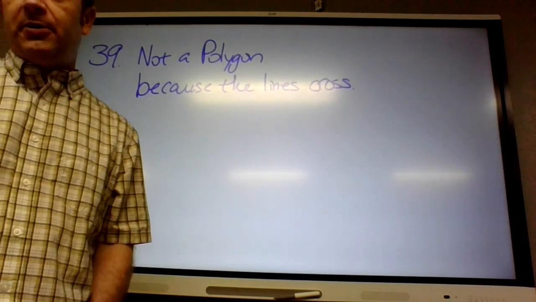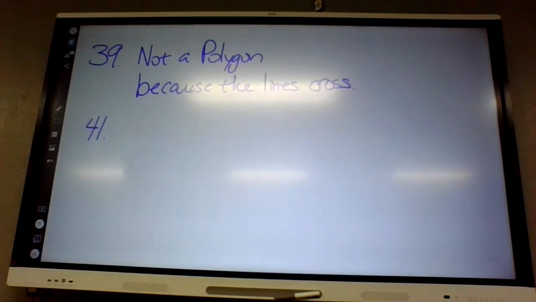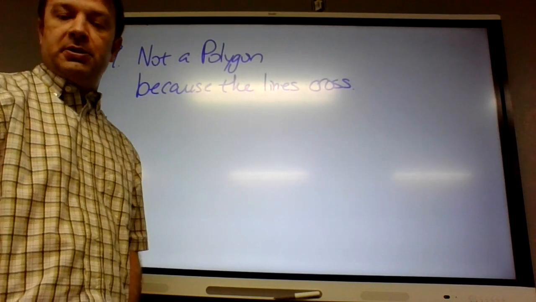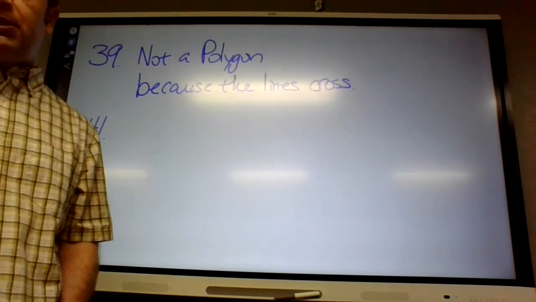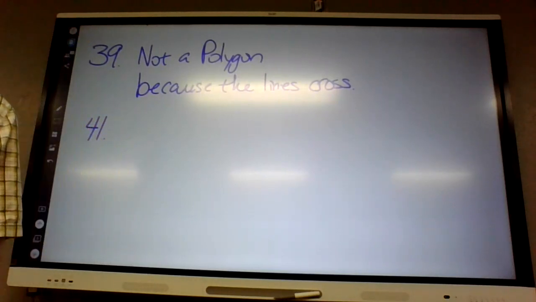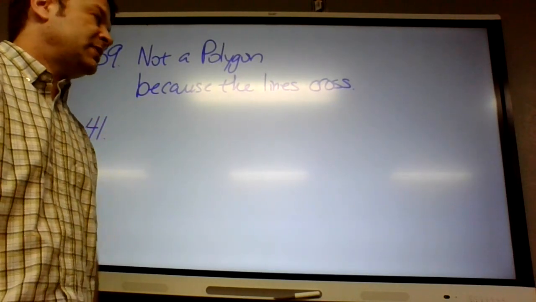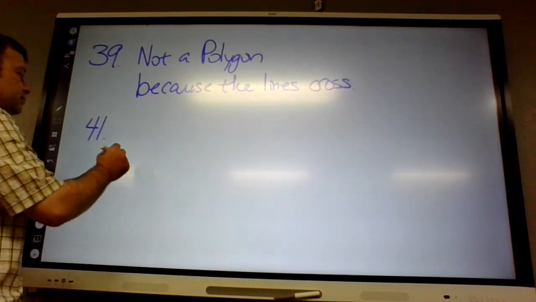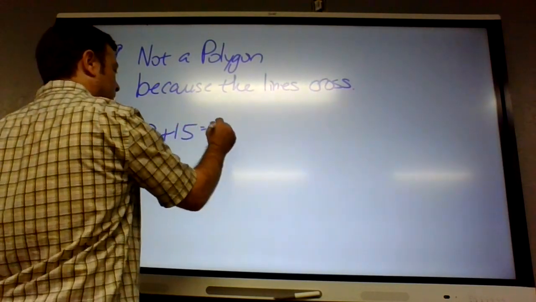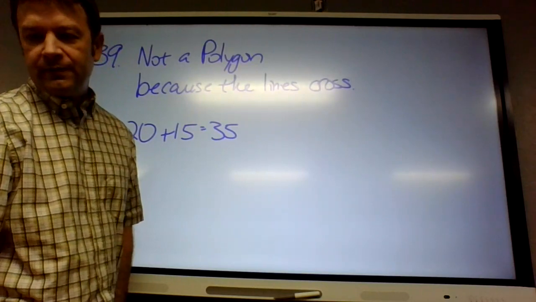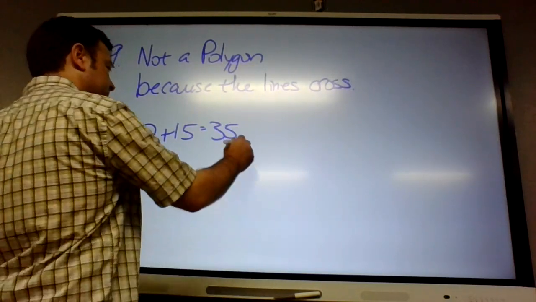41, find the perimeter. How do we find the perimeter? By counting the numbers around it. Adding, add the lengths of the sides. So 2 plus 8 is 10, plus 10 is 20, 6 plus 9 is 15, 20 plus 15, 35. It doesn't say units.